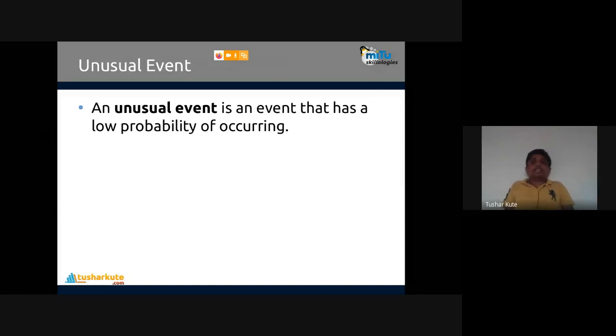Next is the unusual event. An unusual event means an event that has a low probability of occurring. Now, in data modeling, this is my observation generally: data is imbalanced. For example, I want to create a predictive model so that when credit card data is given, we can identify whether the transaction is fraud or not fraud. So we have to detect the frauds.